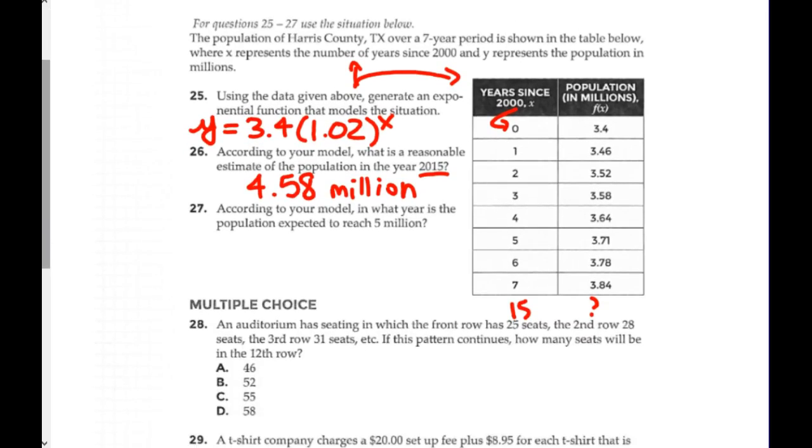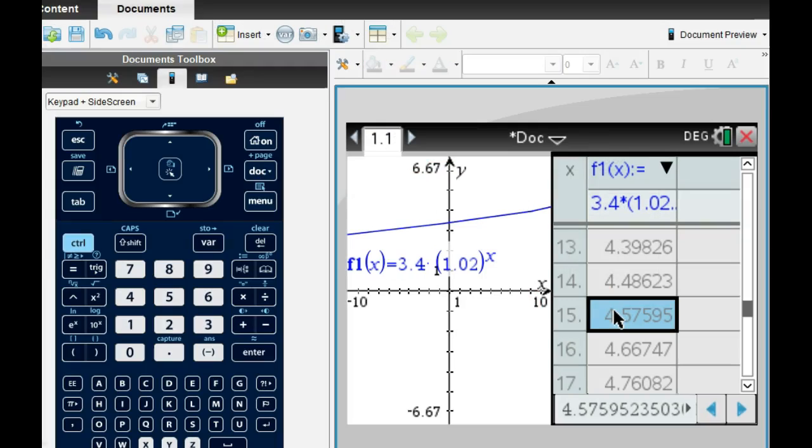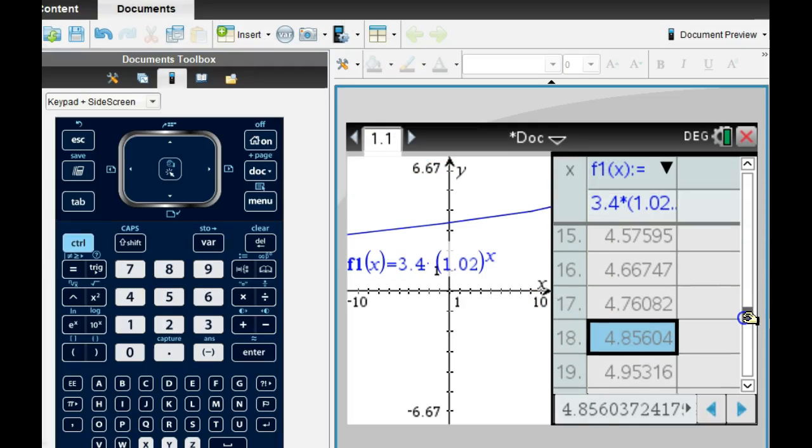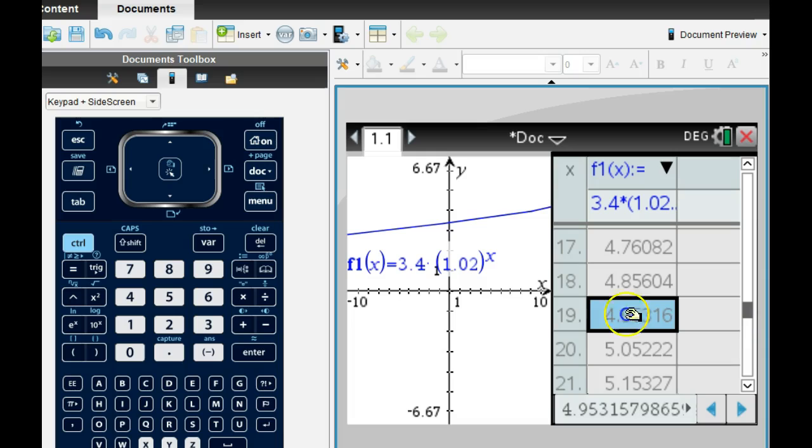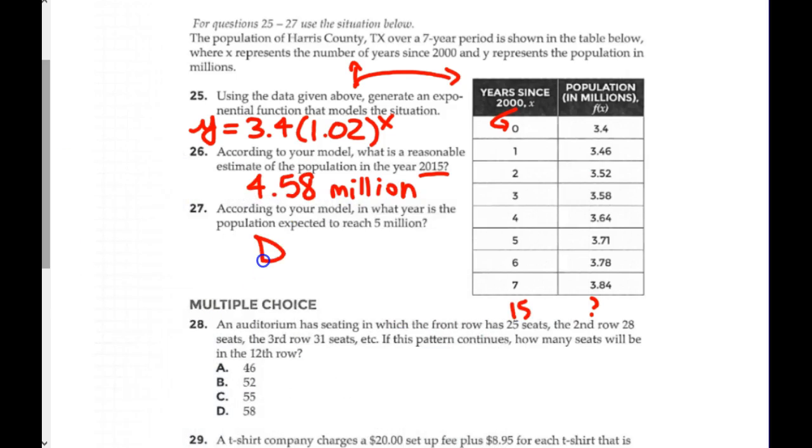All right, according to your model, in what year is the population expected to reach 5 million? So now you're looking for 5.0, or the closest thing to it. So between 19 and 20, right? So we'll say during the 19th year, during 2019.